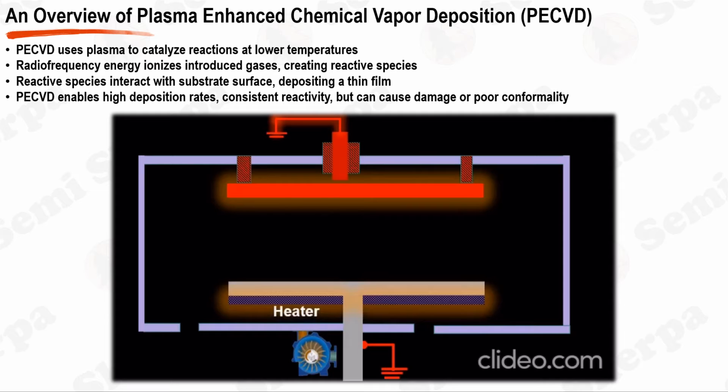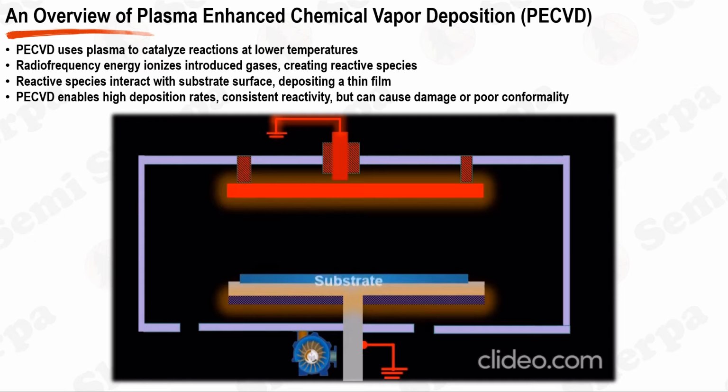The newly created reactive species, which consist of radicals and ions, then proceed to interact with the substrate's surface. The radicals, being highly reactive with a long lifetime and high density, and the ions, capable of breaking down weakly bonded reactive species, lead to the deposition of a thin film on the substrate surface. Unwanted byproducts from these reactions, generally in a gaseous state, are conveniently removed by a vacuum pump.